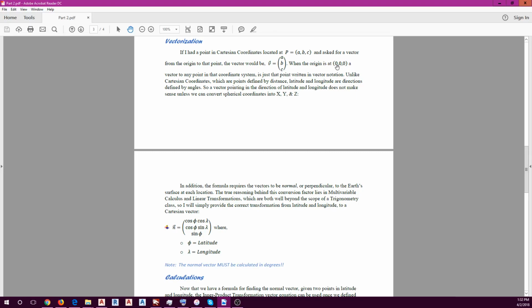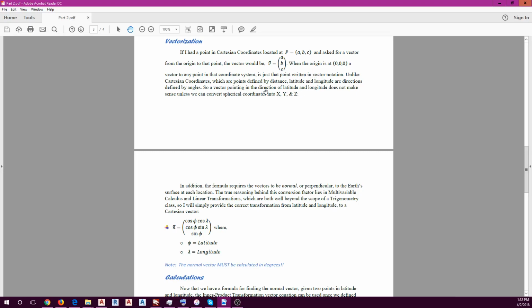And if the origin is the normal origin, 0, 0, 0, then a vector to any point in that coordinate system is just that point written in this vector notation. V for vector and P for point. And notice that this V has an arrow above it. If you see an arrow above something, then that generally means it's a vector.